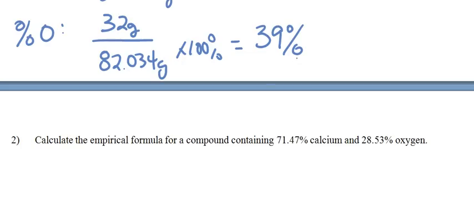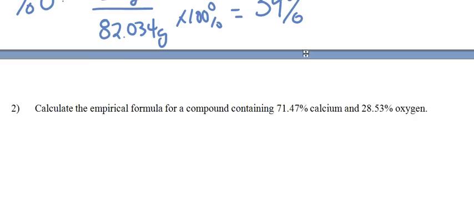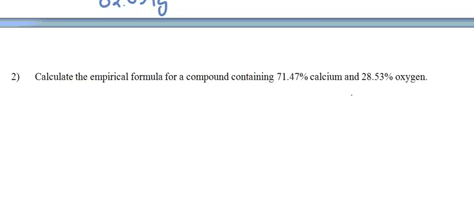All right. Let's look at the second question. Calculate the empirical formula for a compound containing 71.47% calcium and 28.53% oxygen. Empirical formula. Let's review what empirical formula represents. From General Chem, and I think we did this in the second half of the class when we talked about moles.